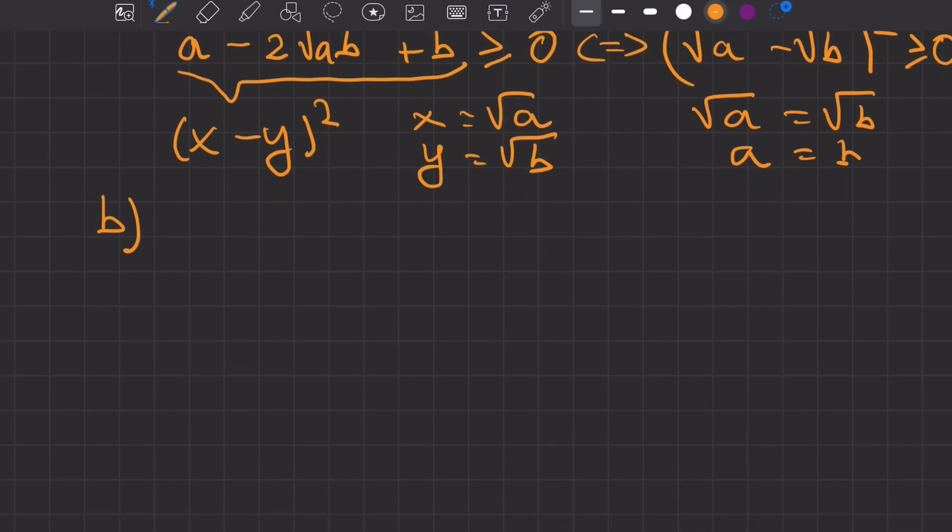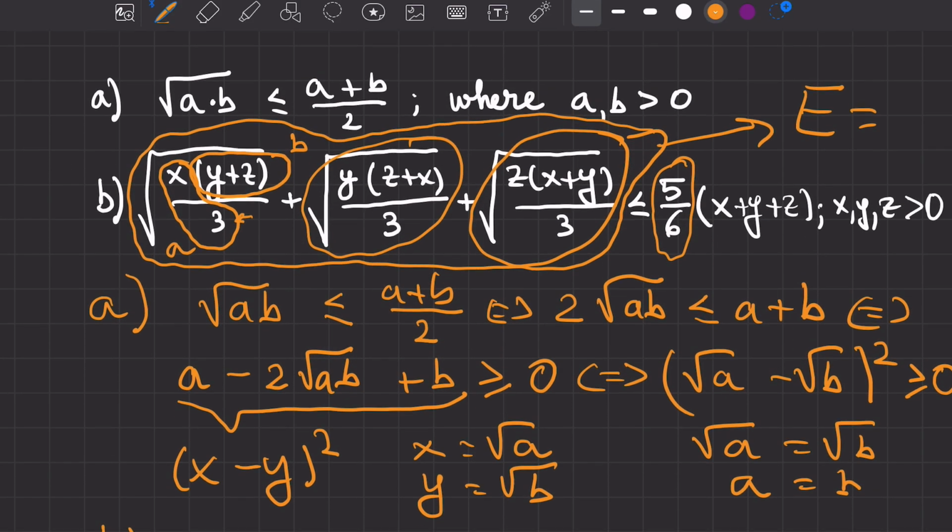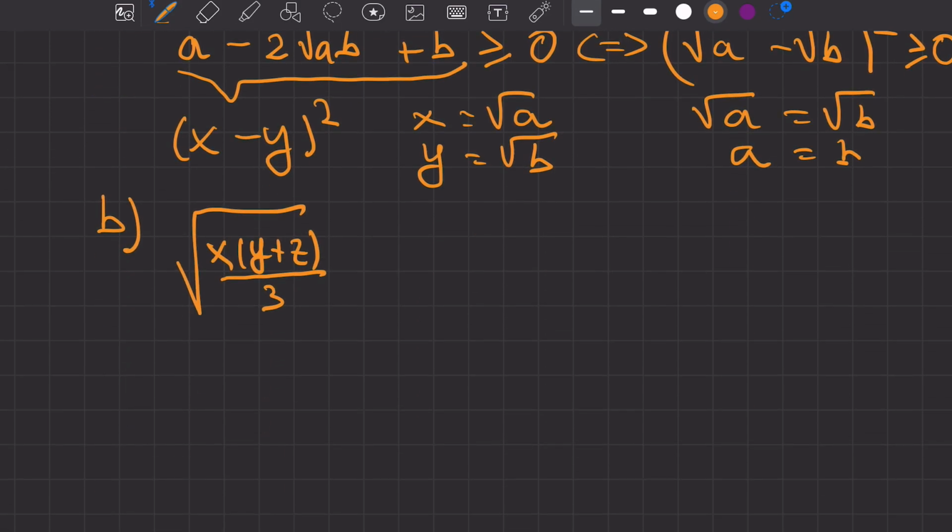So now we do the following thing. We take x over, y plus z, everything over 3. We do the other way. We take A as x multiplied by, y plus z over 3.